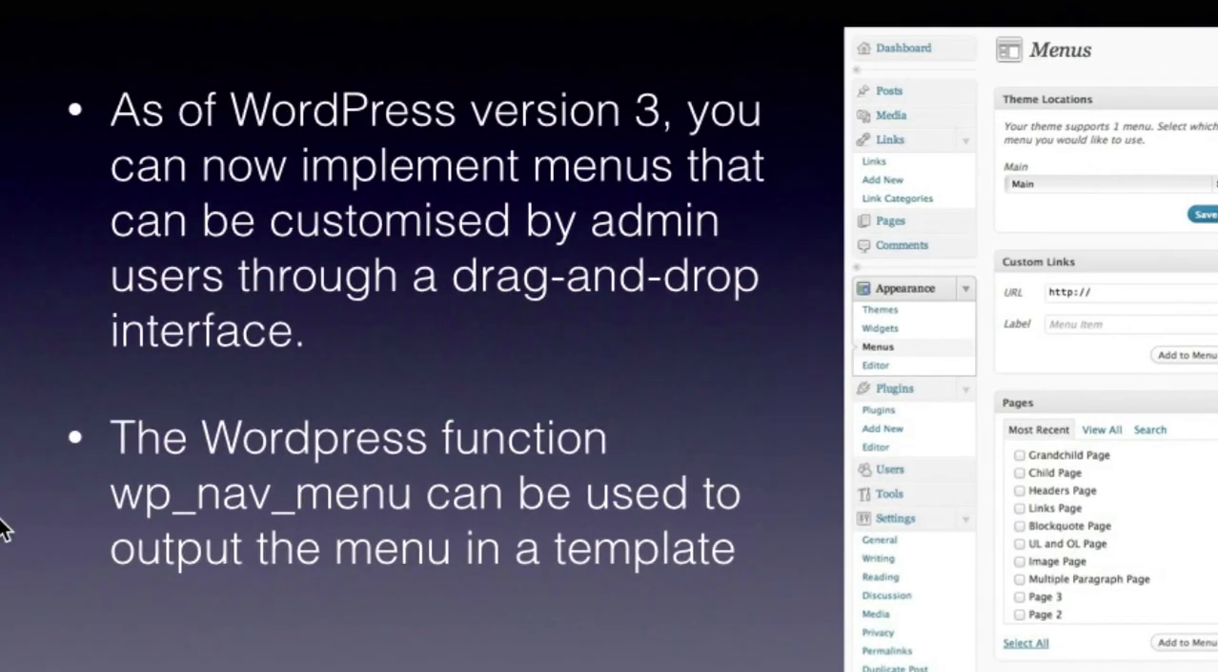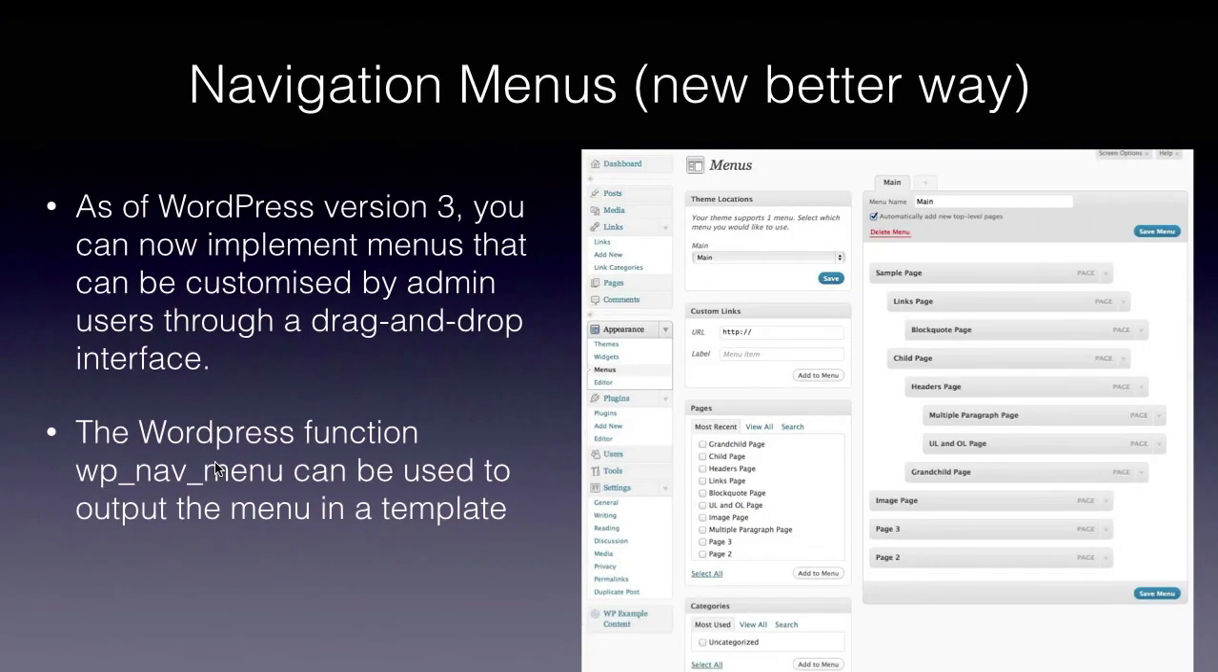Once you've done this, the WordPress function wp_nav_menu can be used to output the menu within a template. You call that wherever you want the menu to be output. It will still be output as a bunch of list items and links, so you can style it just like you would any menu with your CSS. And you would probably pass this function a parameter, if you had multiple menus, telling it which menu you wanted to output at that particular point.